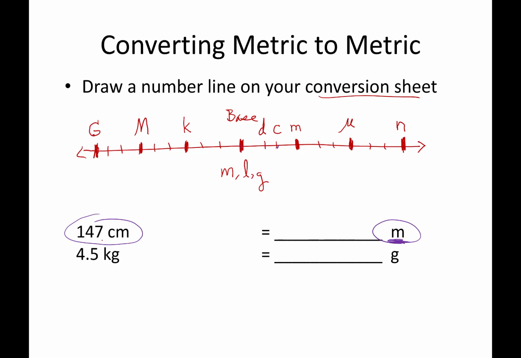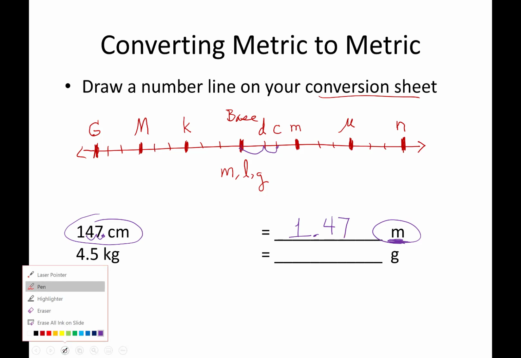There is not a written decimal point, but there is an implied decimal right at the back of 147. So I'm going to put that decimal in so I can see it. To go from centi to meters, I'm going to go 1, 2 to the left, and I rewrite that 1.47. And I have successfully converted from centimeters back to meters. Easy, huh? Okay, let's do another one.